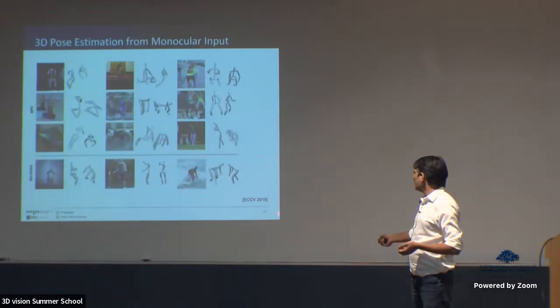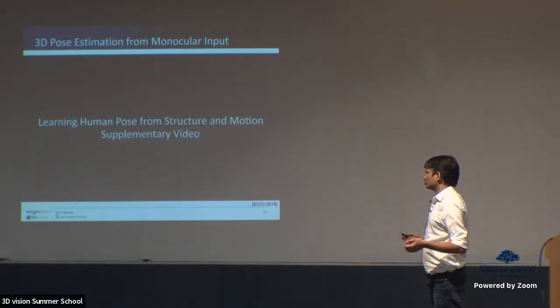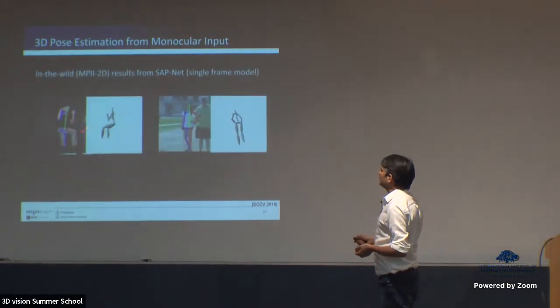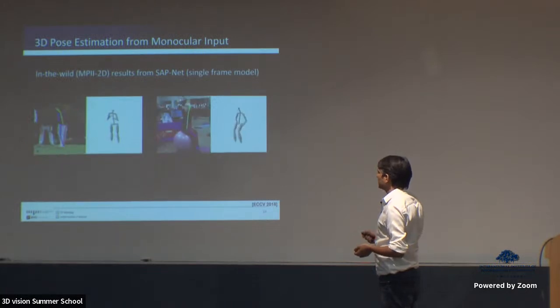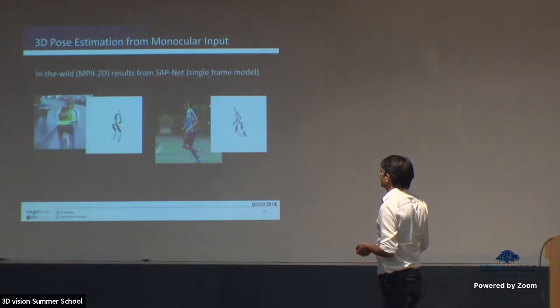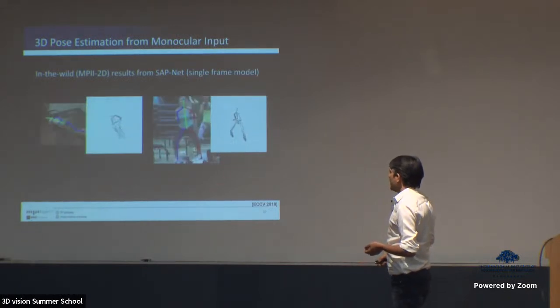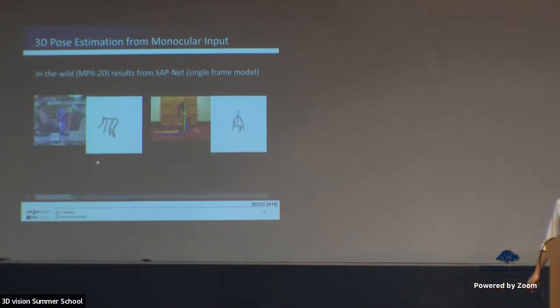Then in ECCV 2018, we presented this work where we learned human pose from structure and motion. I want to show you this video a little bit. Here you see that we have just one image as input, and we then reconstruct the skeleton of this person in 3D from only one image. These are some examples, some results.